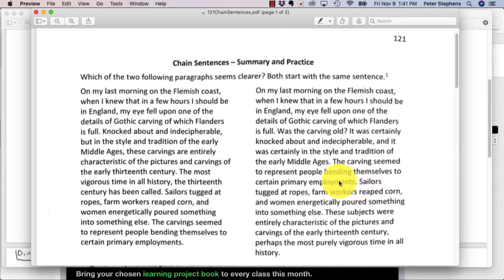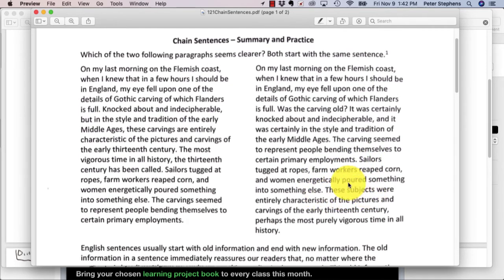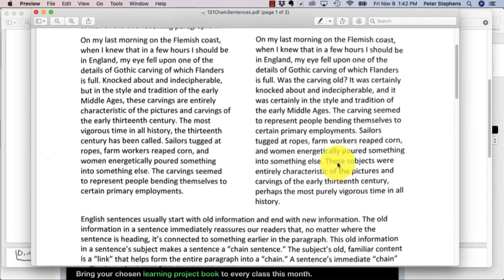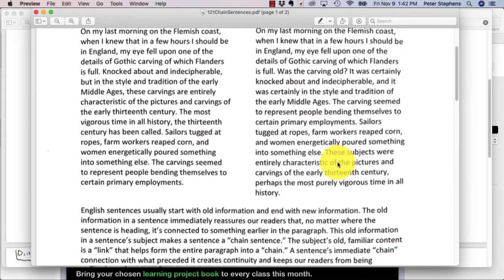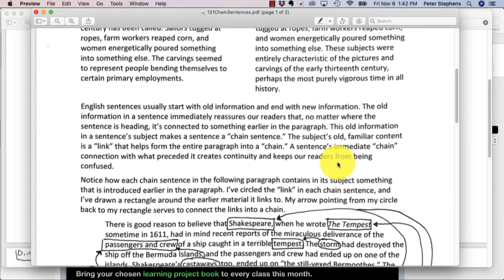So it doesn't have to be the same word that you're looking for, or even a pronoun. It could be a specific aspect of a generalization, or it can be a synonym. And then the last sentence starts, these subjects. Well, we know now what these subjects are. They're the sailors, farm workers, women, referred to in the previous paragraph. So that sort of summarizes them. So there's always in the beginning of each of these sentences some clear reference to something that happened earlier in the paragraph.